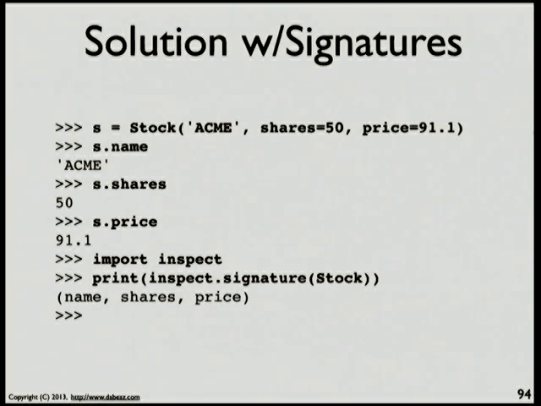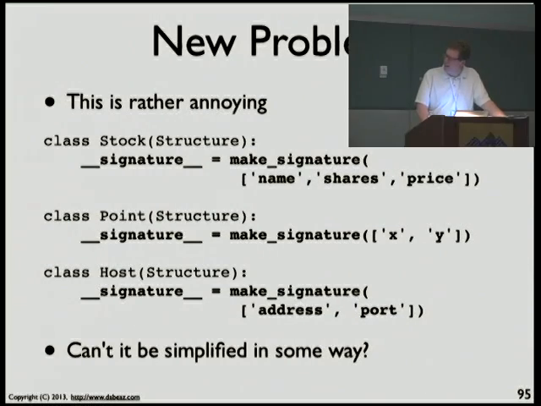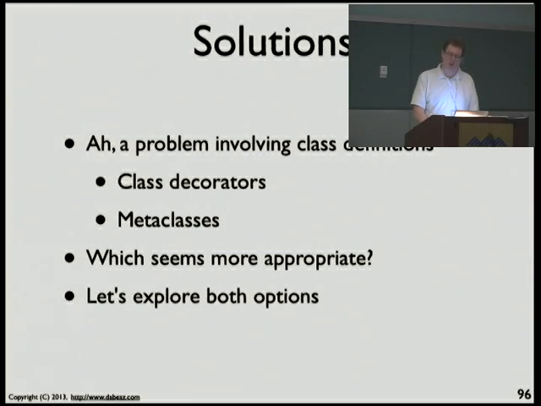All right, so you can do some interesting things with these signature objects. But then you get a new problem, which is that it's actually kind of annoying. At least I think it's kind of annoying. You've got signatures being generated there, and you ask this question, well, can you simplify that in some way? And the answer to all questions of can it be simplified in some way is always metaclasses, basically.